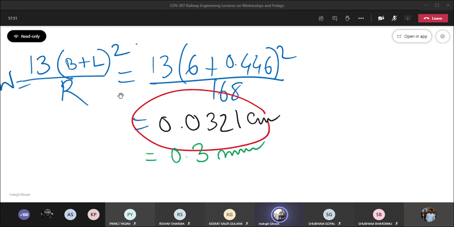This much is coming, right? As per your answer, yes, sir. What is the value as per Indian Railways? Up to 10. So please check this unit, okay? I will also check. I will solve this problem once again.